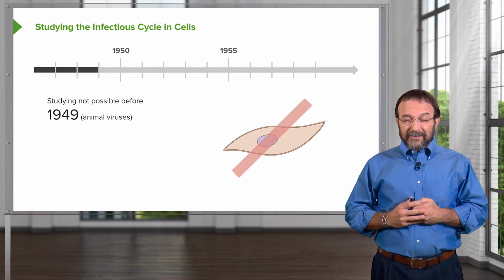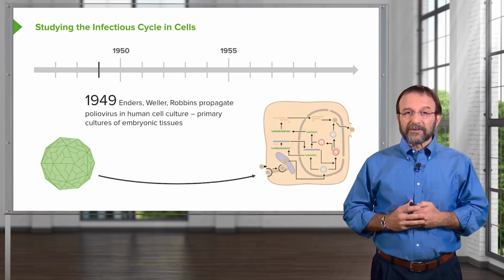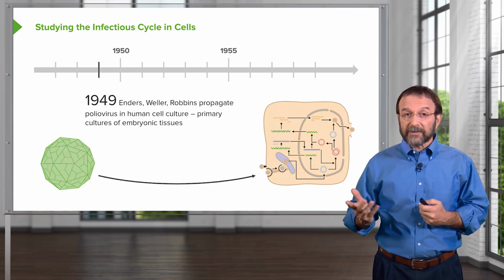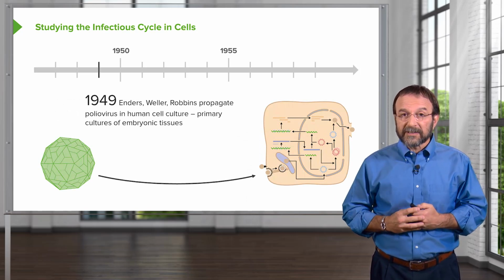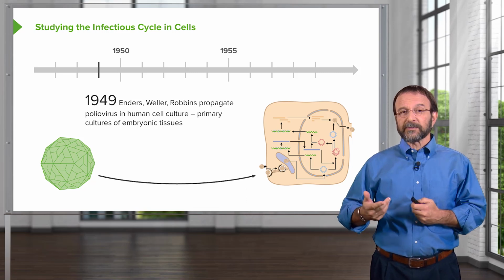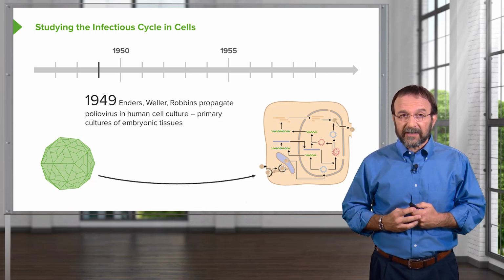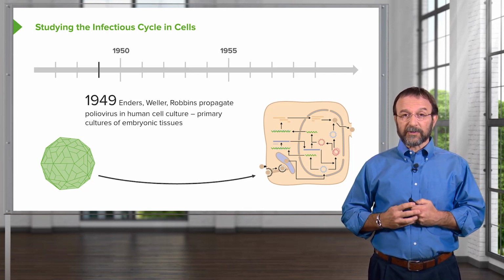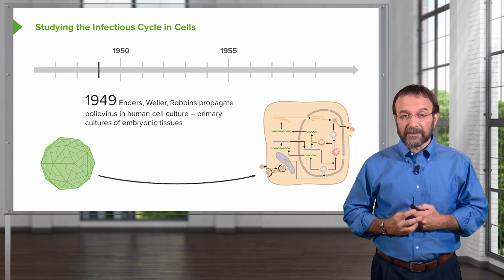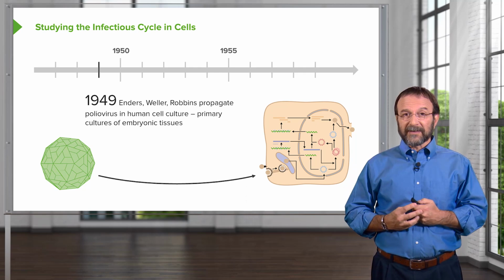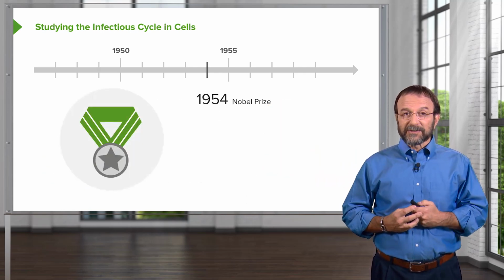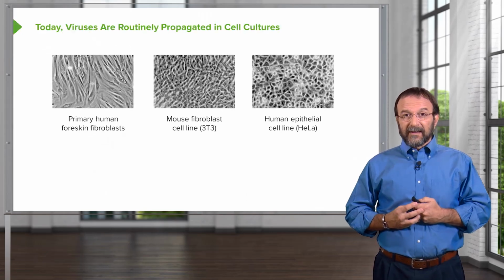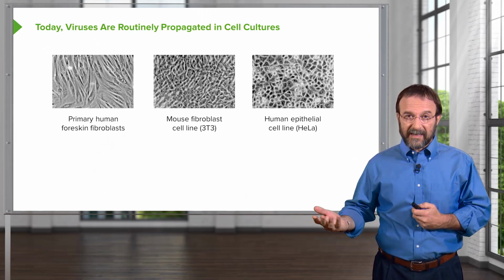But in that year, 3 scientists, Enders, Weller, and Robbins, working in the US, found that they could propagate poliovirus, a human virus, in human cell cultures. Now, they happened to use what we call primary cultures from embryonic tissues, but this experiment set a precedent. For the first time, it was possible to propagate a human virus in cell cultures. This was a very important discovery for which these researchers received the Nobel Prize in Medicine in 1954. That discovery is with us today.